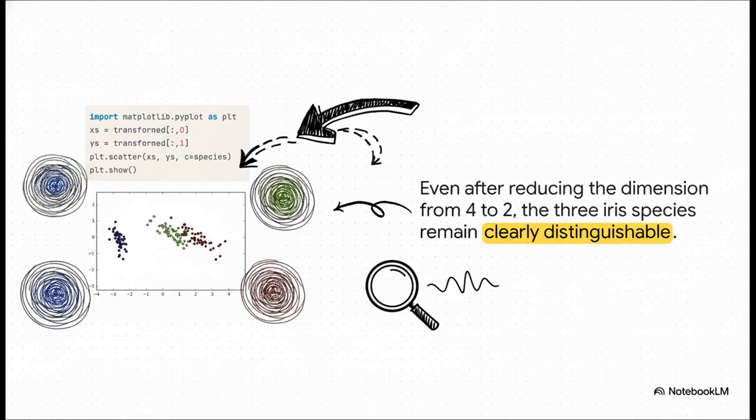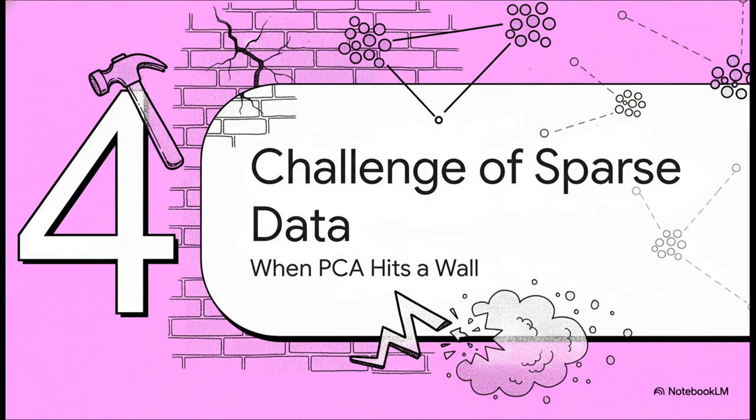And here's the really crucial part. PCA didn't know anything about the species labels. It just found the 2 directions with the most variance, and it turns out those were exactly the directions we needed. So PCA seems like a magic bullet, doesn't it? But like any tool, it has its limits.